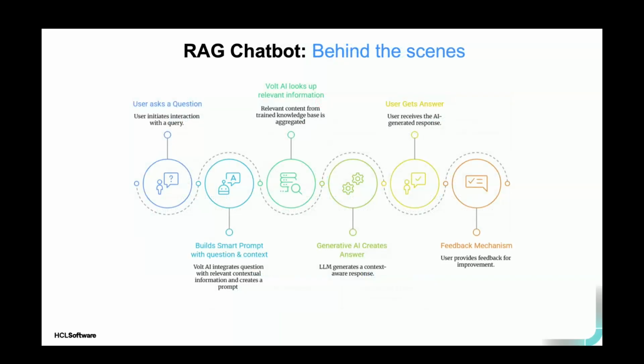This is just a simple flow of how it works. You ask a question, we basically split it up into smart prompts. We look up the relevant information, then we use GenAI to generate the response and pass it back to you. Then we collect your feedback and improve the answer as well as the performance of the LLM by punching in the feedback that was provided.